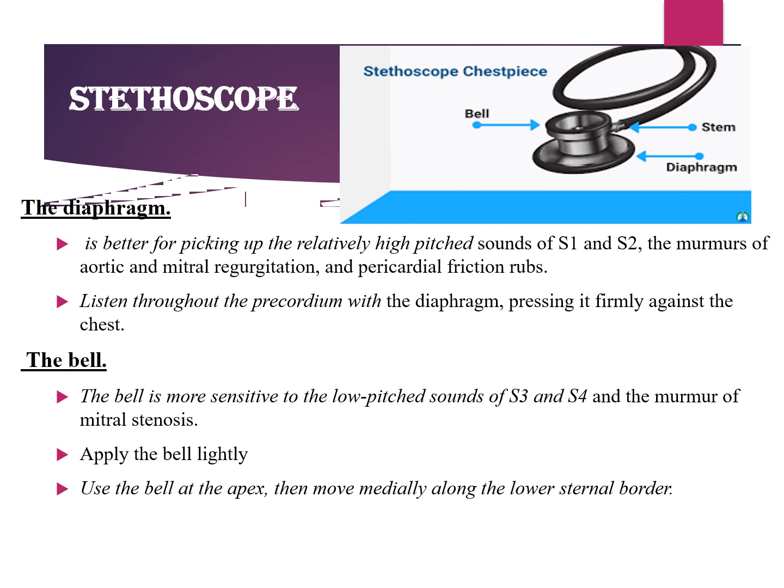We apply the diaphragm firmly, whereas we apply the bell lightly. Use the bell at the apex, then move medially along the lower sternal border. So the bell is used for detecting low-pitched sounds such as S3 and S4 gallops and the murmur of mitral stenosis, whereas the diaphragm, placed firmly, is used to characterize S1 and S2, and to identify the murmurs of aortic and mitral regurgitation and also the pericardial friction rub.